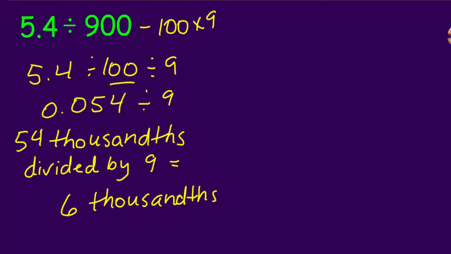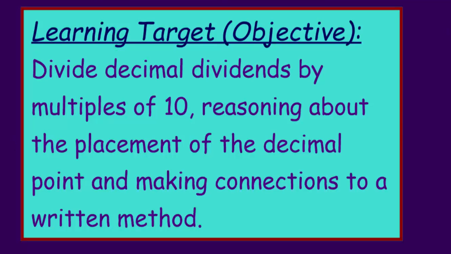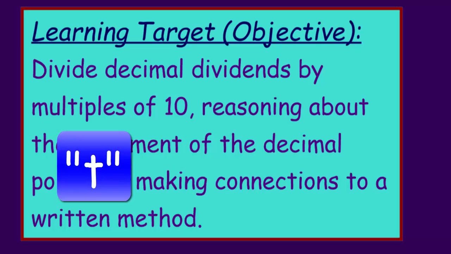So I'm going to revisit our learning target. It says divide decimal dividends by multiples of 10. A very important concept. We reasoned about the place value, we looked at what happened with the decimal point and how it was placed in the actual number itself. And of course, we made a connection to the written method where we were renaming our units. So my friends, it has come to an end.